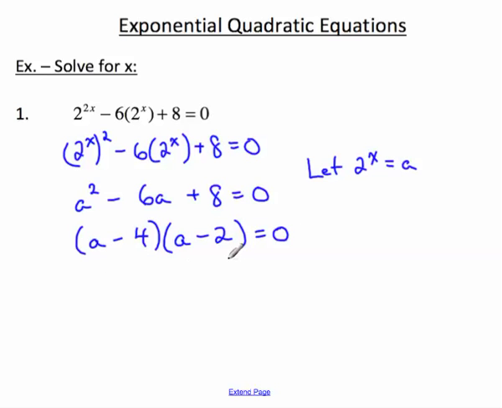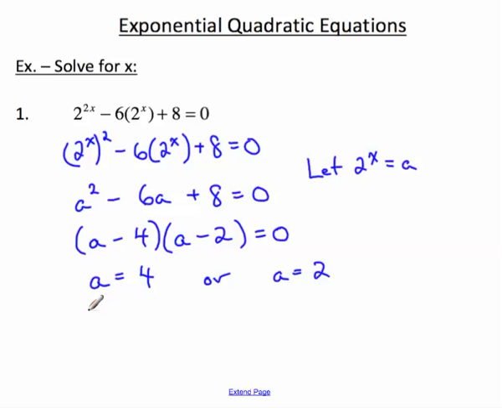And in order for the left side to be equal to 0, either the left bracket or the right bracket has to be equal to 0. So either a is equal to 4 or a is equal to 2. Now, we weren't trying to solve for a, though. We introduced that variable. We were trying to solve for x. So we need to substitute back.